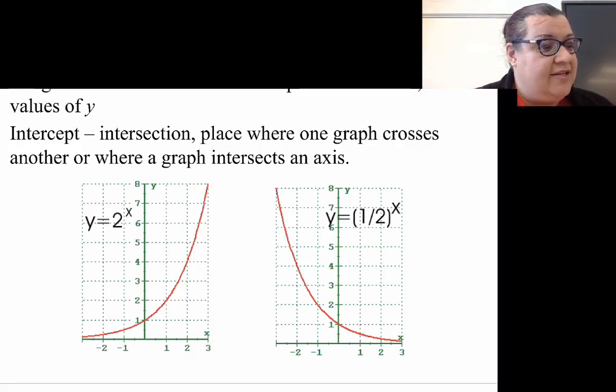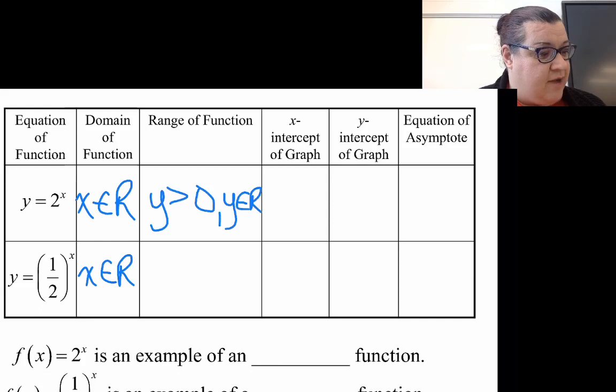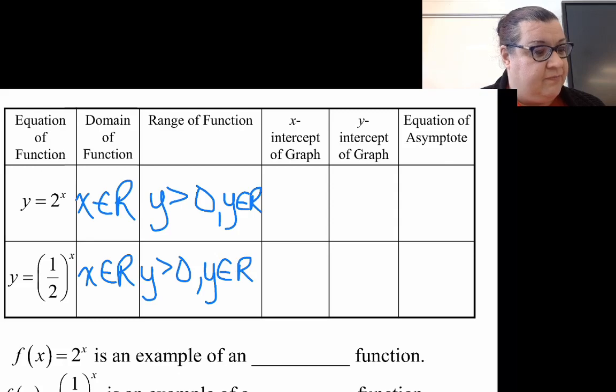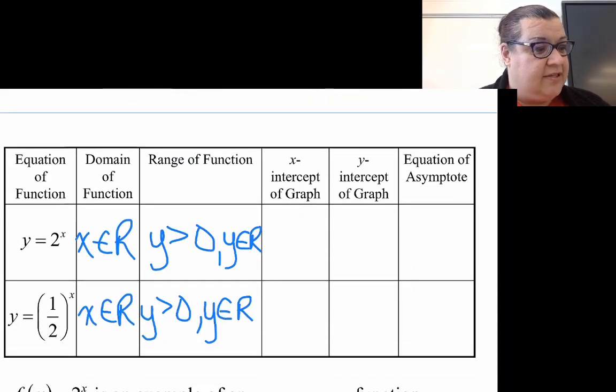So our range then is that y needs to be greater than 0, because it has to be a positive number, as we saw in our graphs. Can't equal 0. So for both functions, the range is that y is greater than 0 and y is an element of the real numbers. Now what about the x-intercept? We saw that they both had the exact same intercept here at 0, 1. And that is because, again, of that 0 exponent law. Any base to the power of 0 is equal to 1.